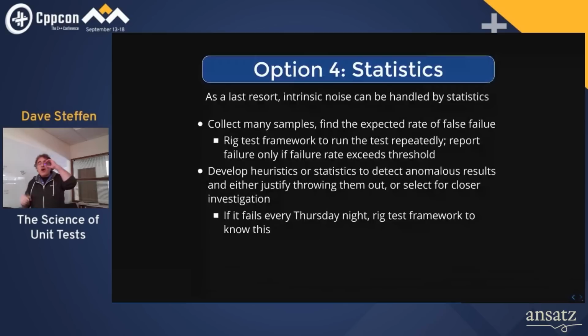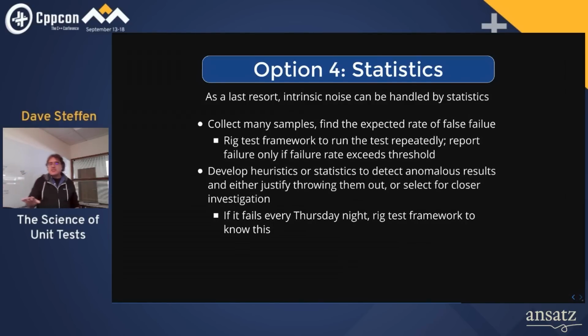All right, finally, if all else fails and your back's really up against the wall, you can do statistics. You can collect some samples and you might know, hey, this test fails 1 out of 5 times. So you rig your test framework to say, well, it just failed, let's run it 4 more times and see what happens. I mean, roughly speaking, more than 4, right? But you rig your test to know that, hey, it fails every Thursday night. So if it runs on a Thursday night, I'm gonna rerun it later or something.